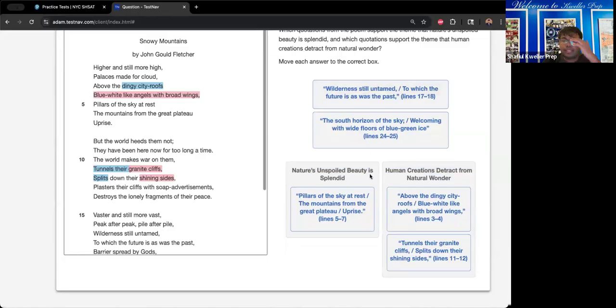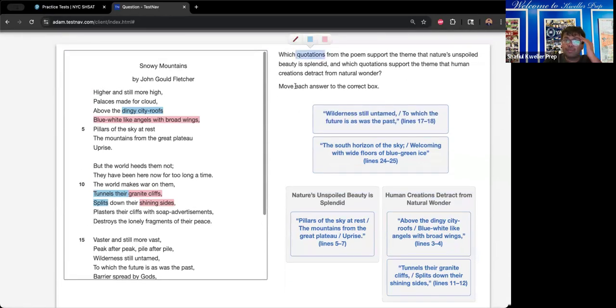Someone said, do you just move one to each box? Yeah, so here it says quotations and it says move each answer to the correct box. So specifically, they just tell us to move all of these five answer choices either into the left box or the right box.